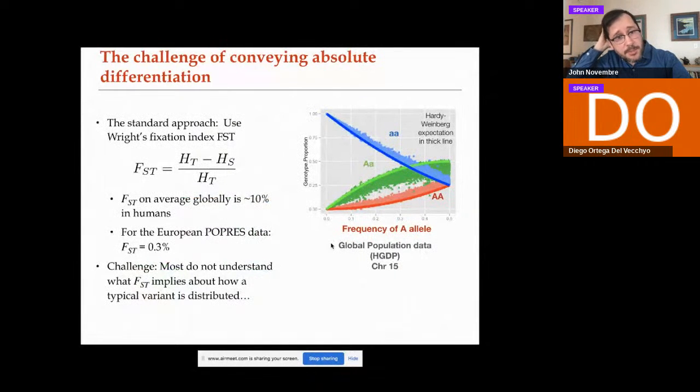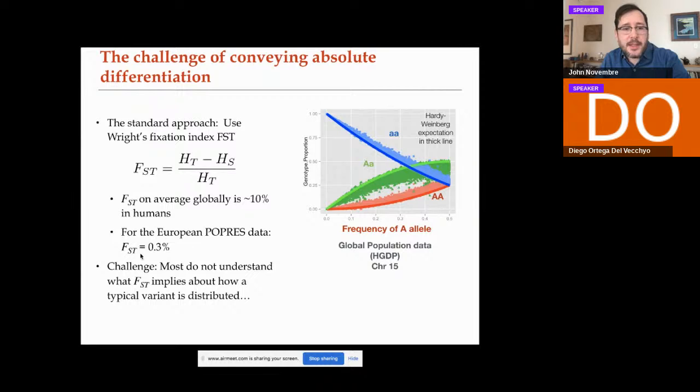One of the standard approaches that population geneticists use to convey absolute patterns of differentiation is FST. So we'll calculate FST, which is a reduction in heterozygosity relative to the expectations under Hardy-Weinberg, and is one of the key aspects of it. It's measuring the Wahlund effect. So if these lines represent Hardy-Weinberg expectations, we take global population data from humans, we'll see that there's a deficiency of heterozygotes of about 10% or so, and that's a measure of how differentiated allele frequencies are in humans.